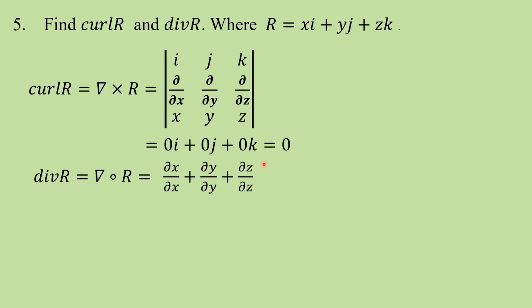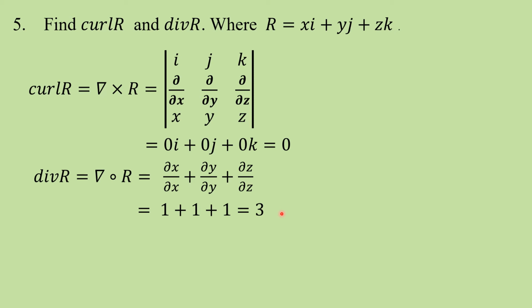And what about div of r? Del dot r. As I know, del dot f means ∂f1/∂x plus ∂f2/∂y plus ∂f3/∂z. So here it is ∂/∂x of x. The components are x, y, z. ∂x/∂x plus ∂y/∂y plus ∂z/∂z. So the partial derivative of x with respect to x is 1. Likewise 1, 1. 1 plus 1 plus 1, 3.